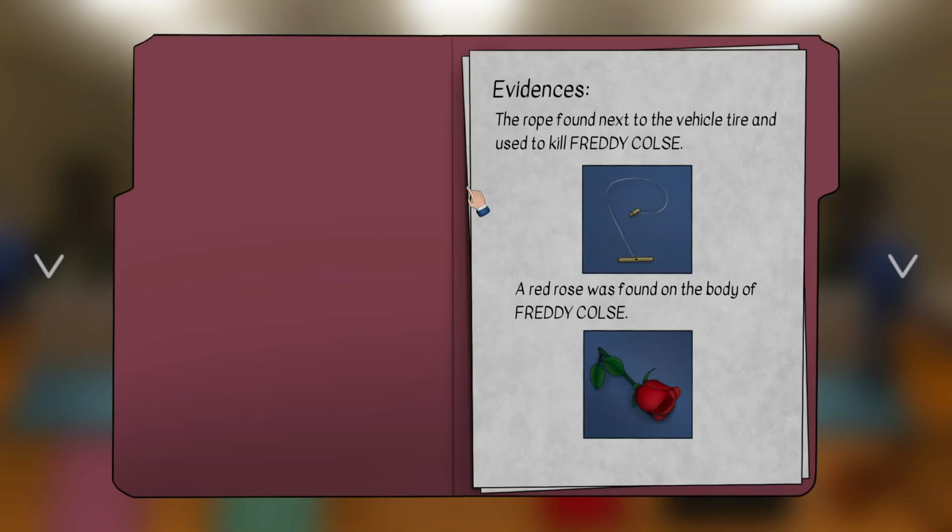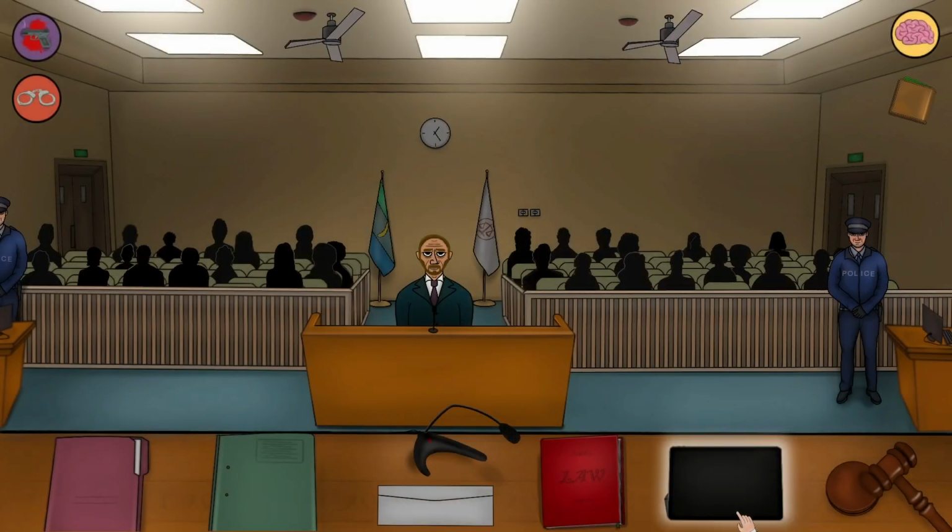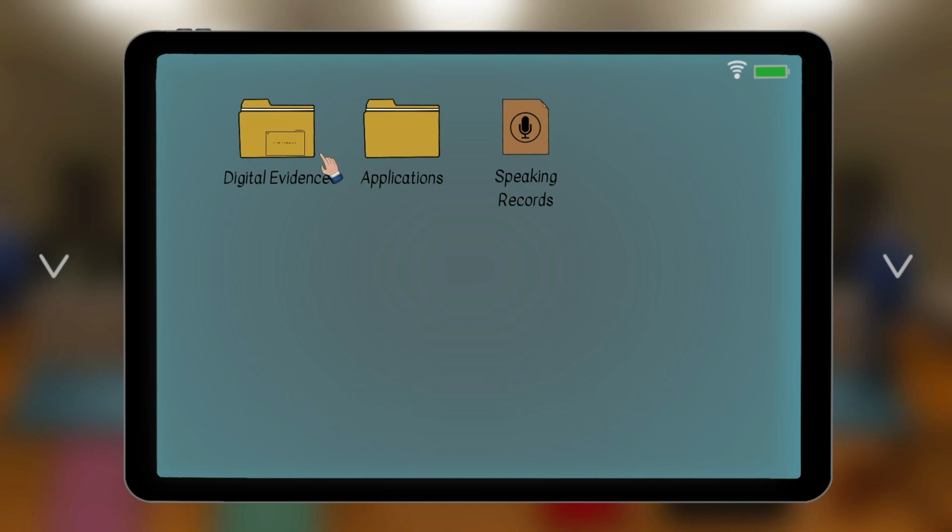Apparently, we gotta unlock some stuff sometimes to get some evidence. Okay, so we got evidence. This is the rope found next to the vehicle tire and used to kill Freddie Coles. So there's a rope. The red rose was found on the body. Apparently this rope right here is what was used to kill. It was found next to the vehicle tire. No digital.